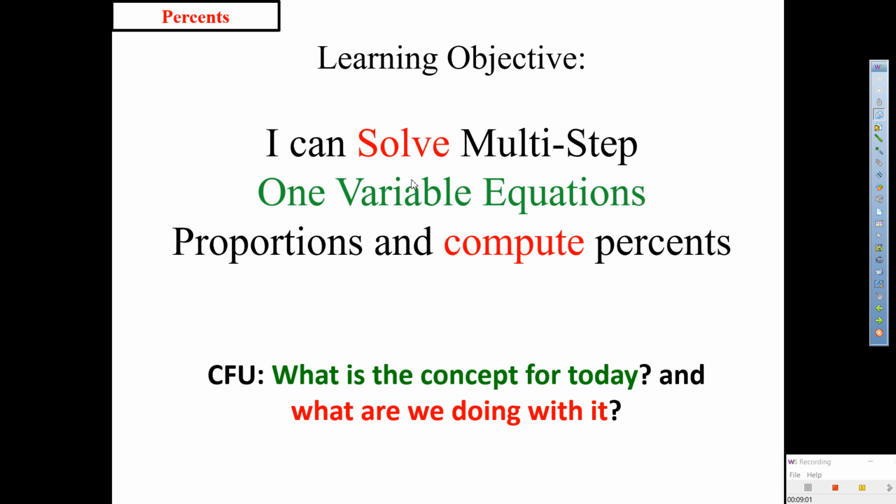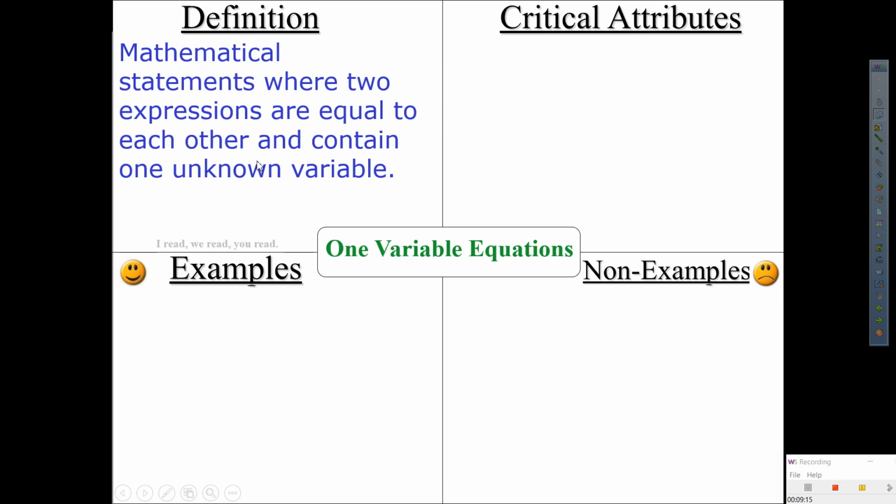I can solve multi-step one-variable equations. Do we need a fair model? No. You should already know this stuff, one-variable equations. But just to recap, here it goes. Look up to the screen. What are one-variable equations? Don't copy this. They are statements where 2 expressions are equal to one another, and they contain one unknown variable. Once again, 2 expressions equal to each other, one unknown variable.